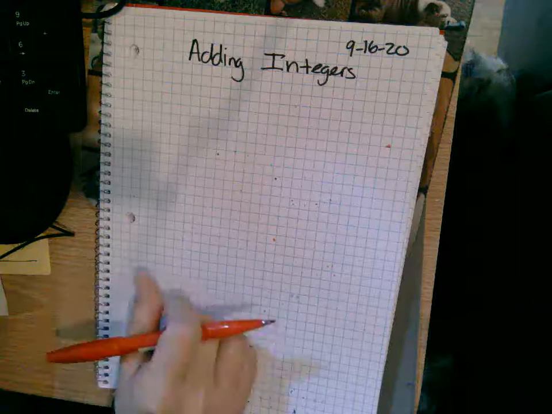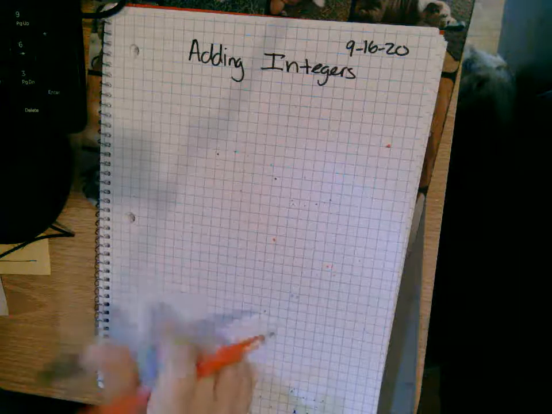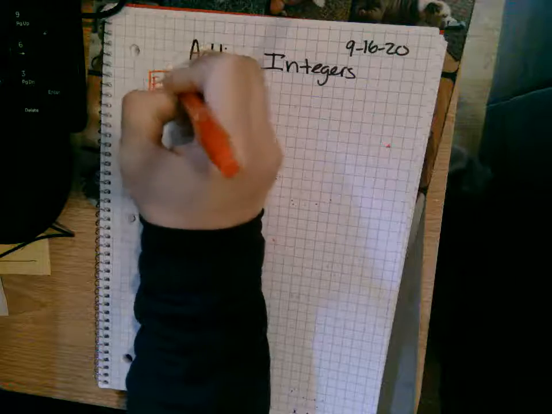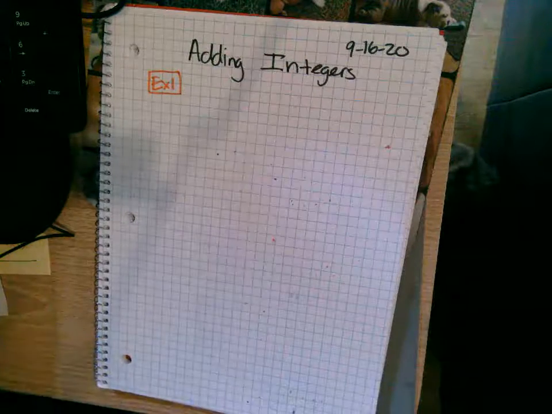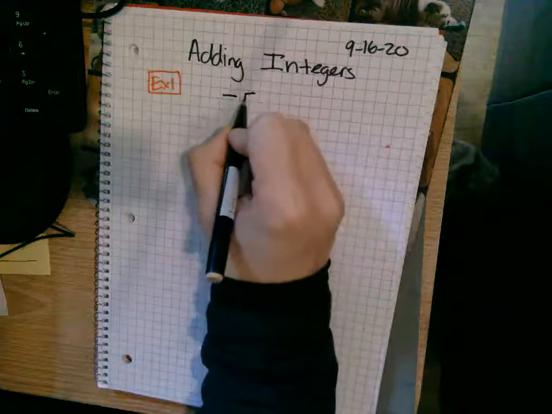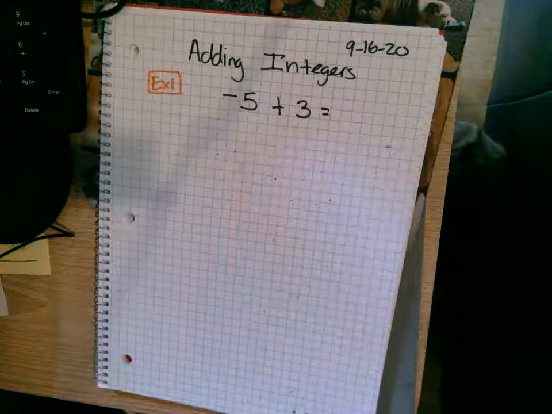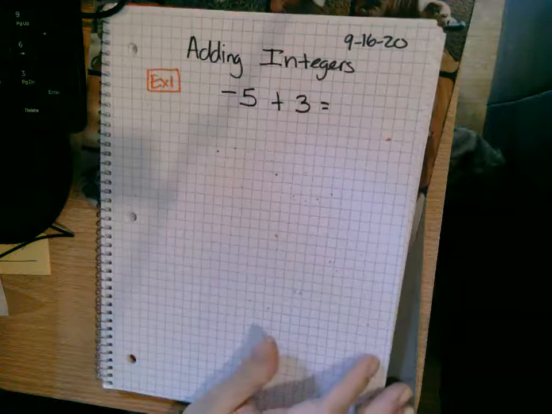Tomorrow, I will make it extremely hard because that's my job. Okay, focus. We're gonna do example 1. If I have -5 plus 3. -5 plus 3.